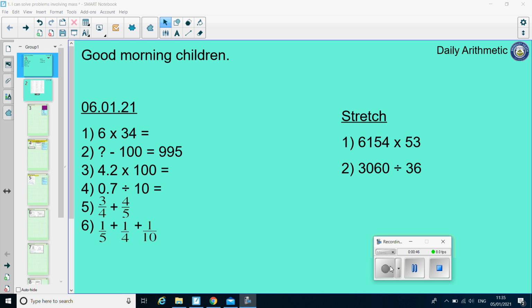Okay, hopefully you've had the opportunity to have a go at those questions then. Starting with question 1, we've got 6 times 34. The easiest way to do that would be to set it out as a short multiplication, and hopefully you got the answer 204 for that one.